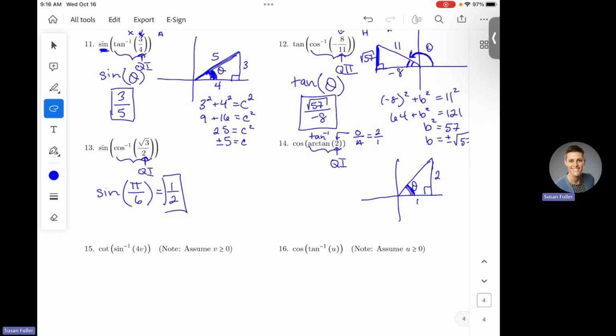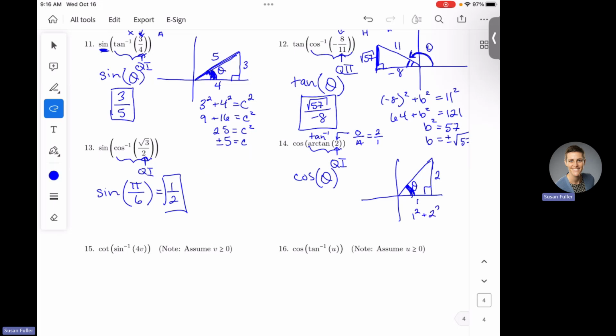Okay, cool. Now we have a triangle. And when I do the arctangent of 2, it's going to take me to this angle theta here in quadrant 1 that has a tangent value of 2. So this is going to return the angle theta for me, and now I have to take the cosine of that angle. Well, to find the cosine of that angle, I need to do adjacent over hypotenuse. And I don't have the hypotenuse, so we're going to do the Pythagorean theorem.